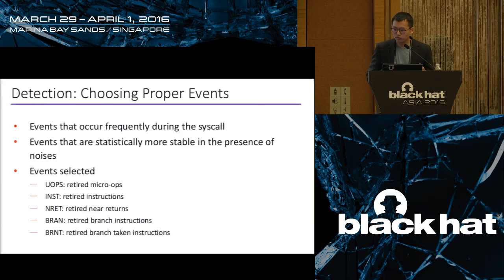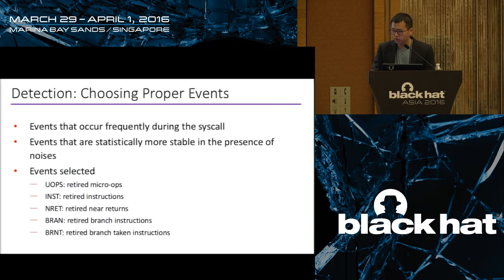Okay, so once we build the test program, as I mentioned, we choose the syscalls and the syscall arguments, but we'll also need to choose what kind of event we want to monitor, right? There are some principles that we use when we choose the event. First of all, we want to choose an event that occurs very frequently during the syscall execution. We don't want to choose an event that happens rarely during the syscall execution because that won't be very useful.